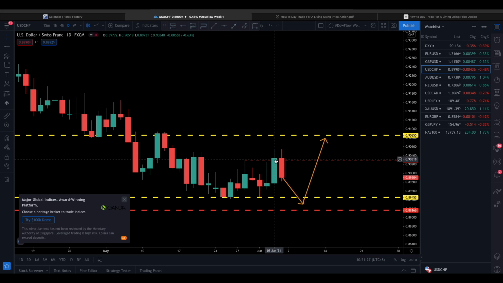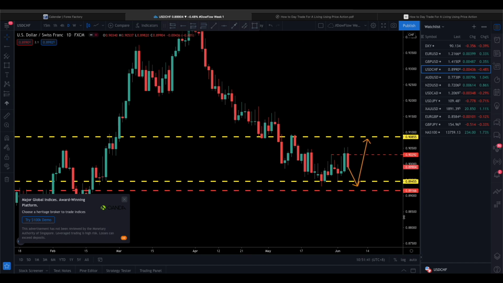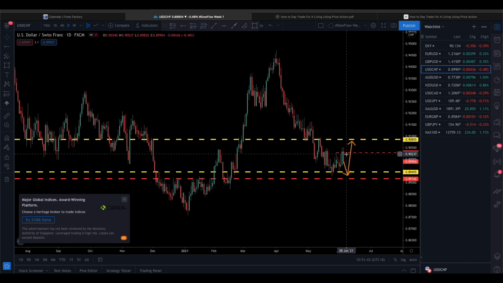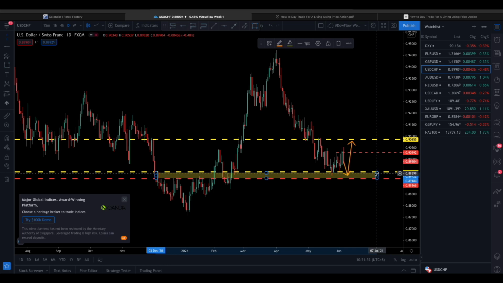Again, this is the same pattern as the euro dollar, because euro dollar and dollar franc are the opposites of each other. So you can see that price closed above, and then after that it just smacked down. So it's very difficult to trade, and personally I still think that price is approaching a very strong support. You can see that this is support, this is support, this is support. So this entire zone right here is a very strong support.